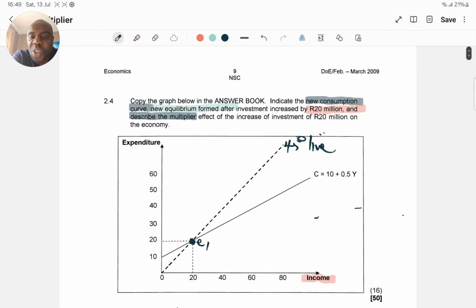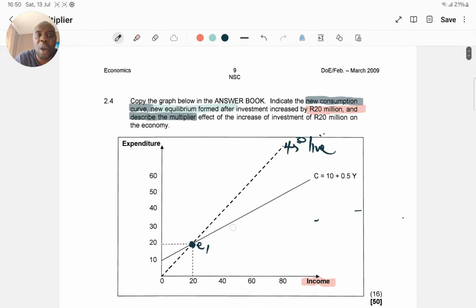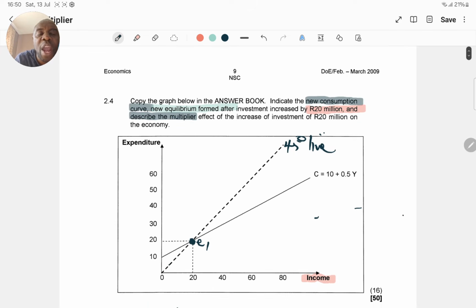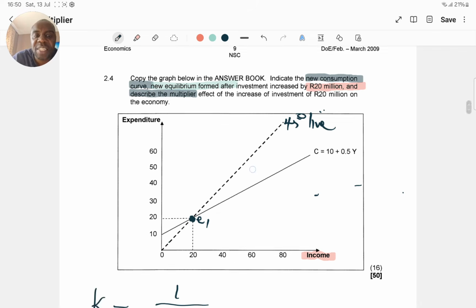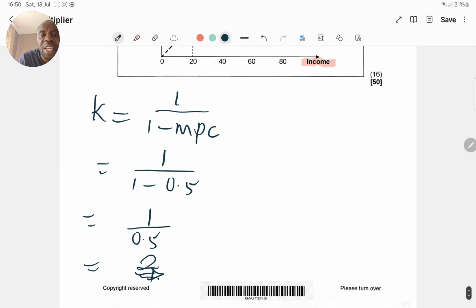Now, let's go back to the question again. We are told that investment increased by 20 million. So this 20 million becomes our initial expenditure. It becomes investment expenditure. So we spent 20 million in investment. How much are we likely to generate from this 20 million? We want to see how much income is generated from the 20 million which was initially spent. So I'm going to continue with my calculations. So we are going to say 20 million.